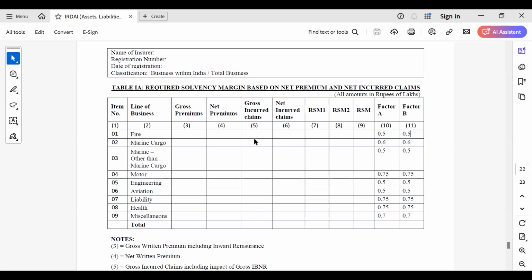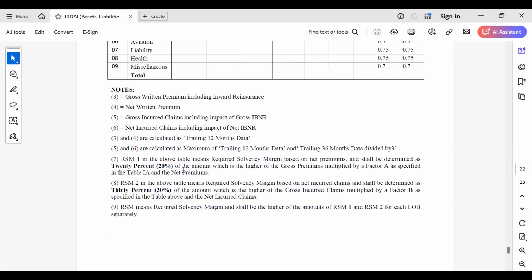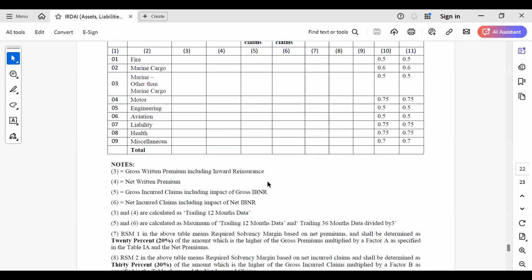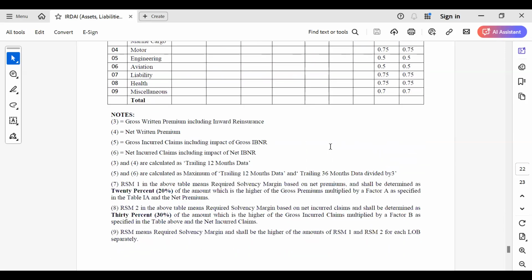Then we'll go for gross incurred claim. So this is RSM1, 20% of factored gross premium, where factored gross premium is gross premium multiplied by the factor, and net premium. In case of RSM2, this 20% will convert to 30%. Same calculation: factored gross incurred claim and net incurred claim. 30% of the higher of the factored gross incurred claim and net incurred claim will be the RSM2. And the higher of this RSM1 and RSM2 will be the RSM of a particular LOB. This is how RSM is calculated.